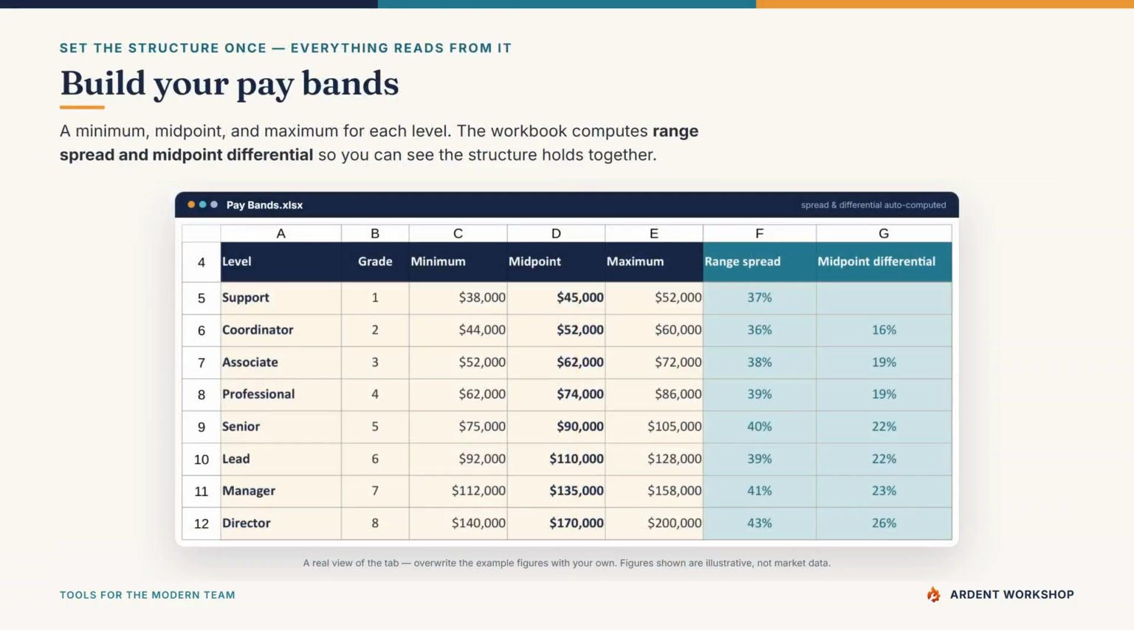It starts on the Pay Bands tab. Set a minimum, a midpoint, and a maximum for each level, and the workbook computes range spread and midpoint differential, so you can see at a glance whether your structure actually holds together. Overwrite the example with your own market data, and the rest of the workbook reads from it.